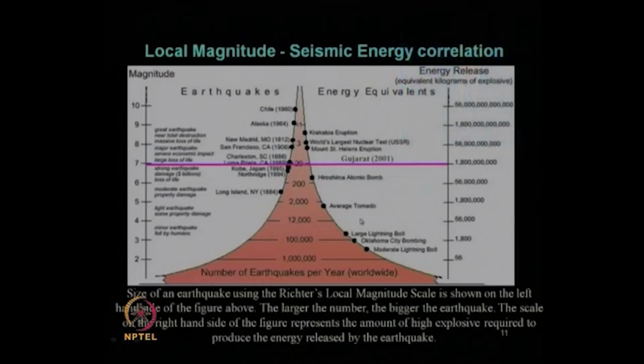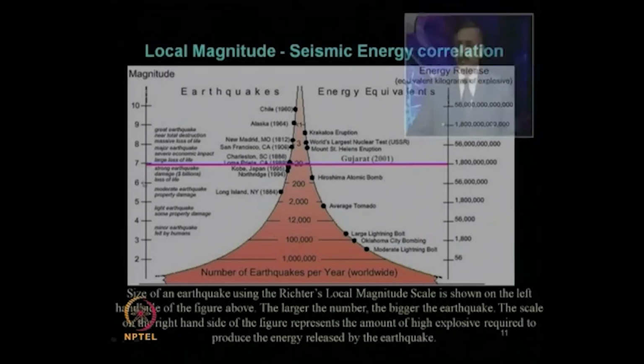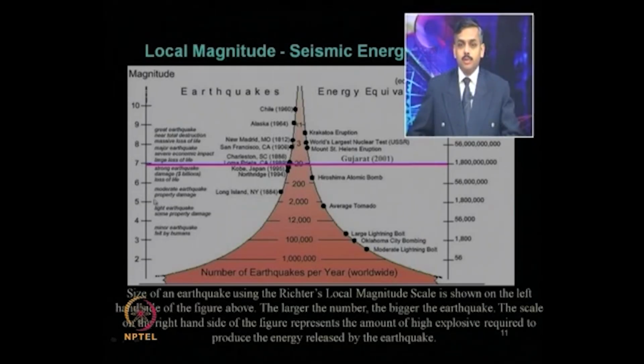Then we have seen a comparison between the energy released during an earthquake and the energy released during a bombing activity. You can see the earthquake magnitude scale and the energy released, and how many kilograms of explosive one needs to burn. It can be seen that a huge amount of explosive is required to get similar energy to what is released during an earthquake of the magnitude given here.